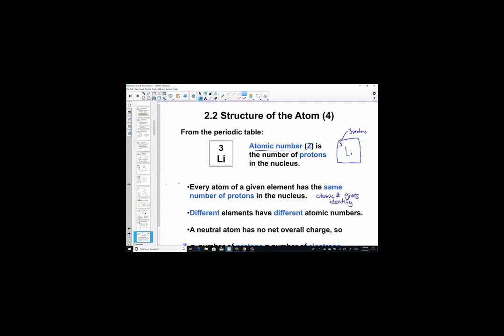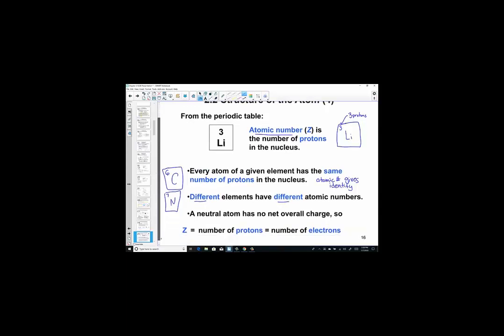If I were to ask you, what element has 6 protons inside of its nucleus? You would just simply find number 6 on the periodic table and say, well, the only element would be carbon with 6 protons in the nucleus. Because if I were to add one more proton, I've changed the identity and made it nitrogen. Different elements have different atomic numbers. Different elements have different proton numbers.